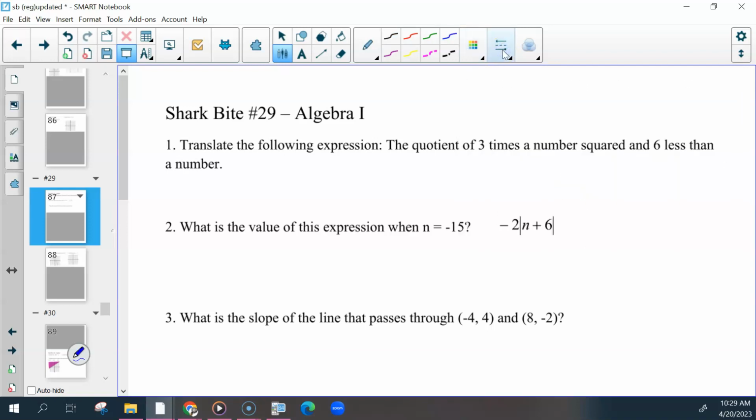So 1 cannot be done on decimals, so you have to know the words and translate them correctly. The quotient of, so we're dividing the following things. 3 times a number squared, so those are going to be the things in your numerator. And 6 less than, so that turnaround phrase, so x minus 6. Questions on that?